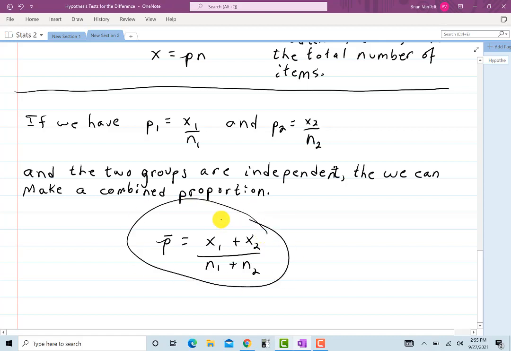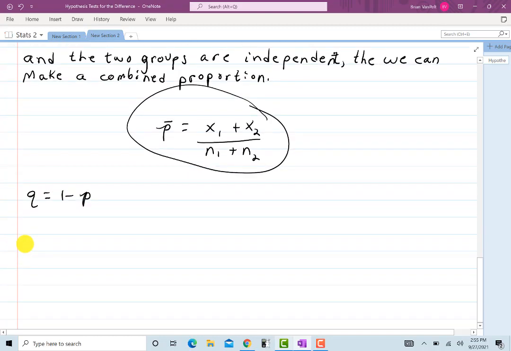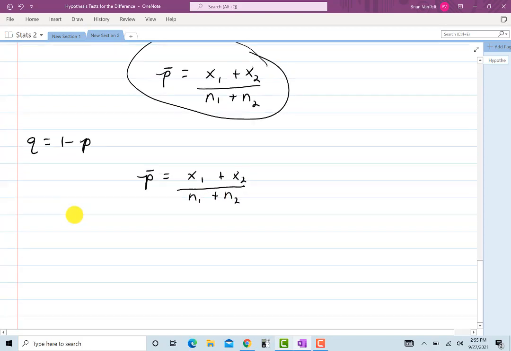Now remember, with P, there's also a corresponding Q. If you'll recall, Q equals 1 minus P. So similar to this, I can do something like this with the P bar. So P bar equals X1 plus X2 over N1 plus N2. Now what I'm going to do is use the definition. Remember X, let me come back up for a second.